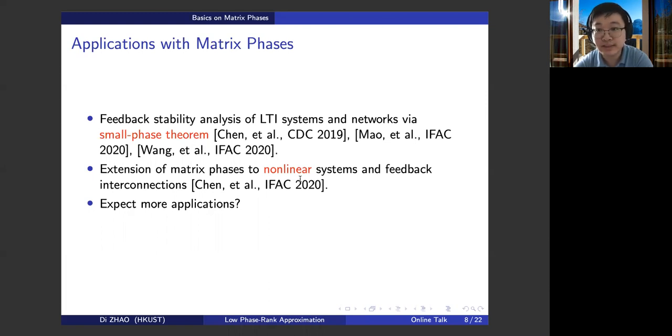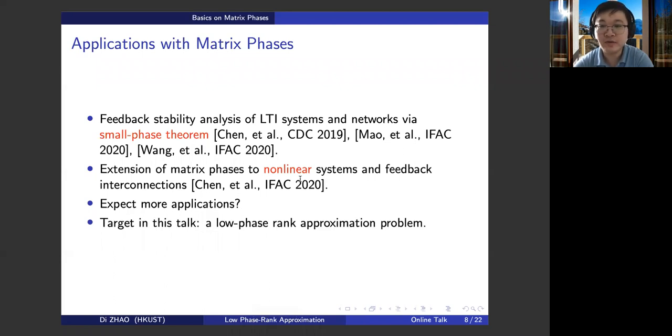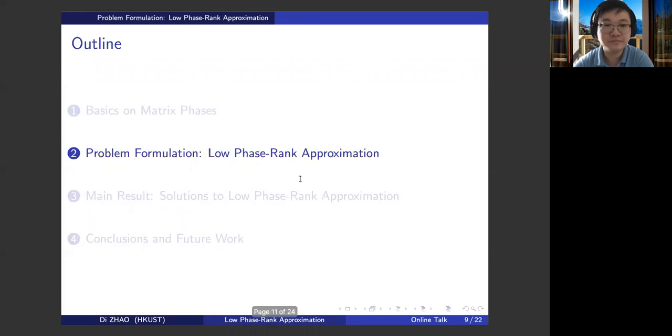So here today I don't focus on this line of research, because what we are really concerned with is that we hope to compare more about the phase and the gains in terms of more discrete type research. We try to formulate the phase rank, and we try to compare with the rank that is defined by the singular values. Okay, so this is the target in this talk. We try to formulate this low phase rank approximation problem.